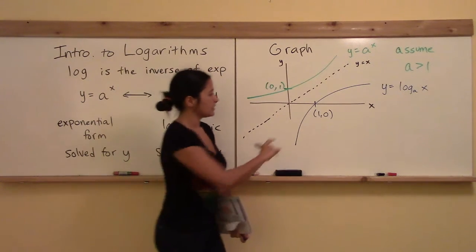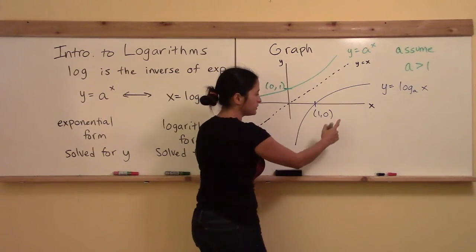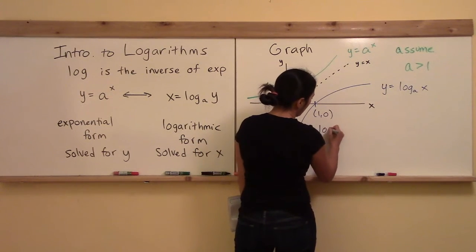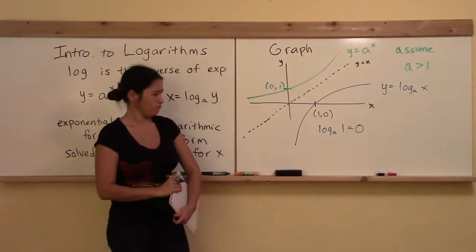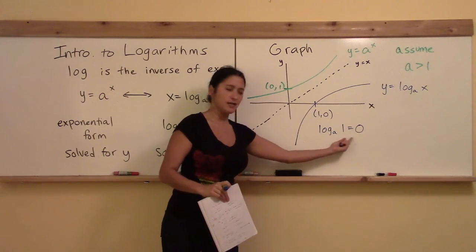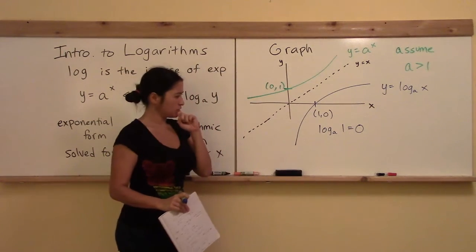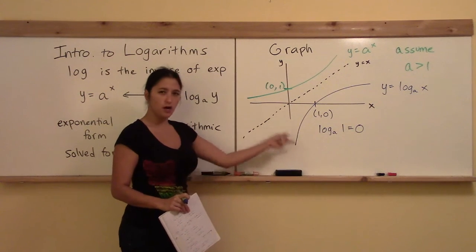That's what it says. So if it always goes through the point 1 comma 0, that means that the log base a of 1 is always equal to 0. Because I will plug in that value for x and I will get that value for y. The log base a of 1 is always equal to 0.